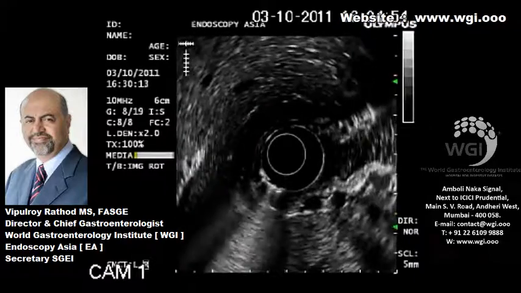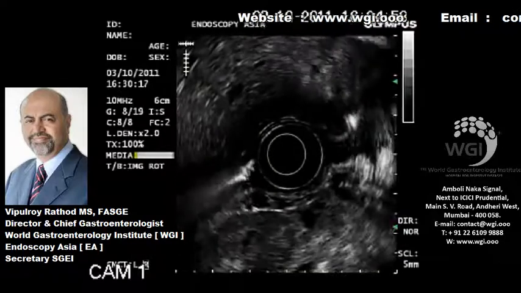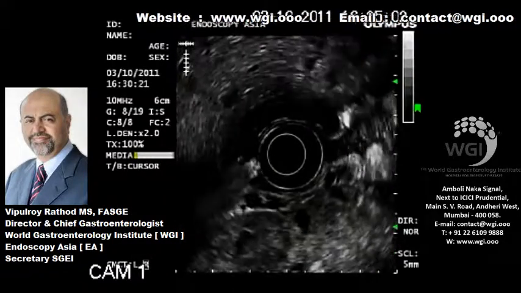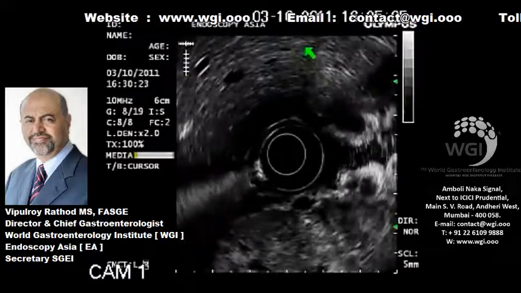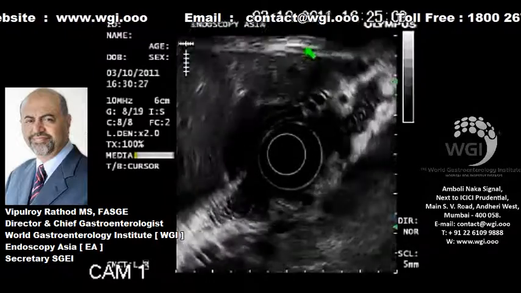And abnormal vessels running in the wall, these are all the varices. So I will show you these are the layers of the stomach wall, and then we will point out the varices.